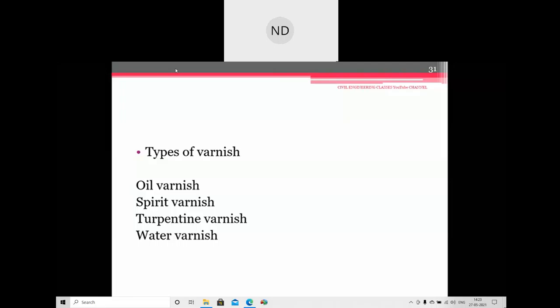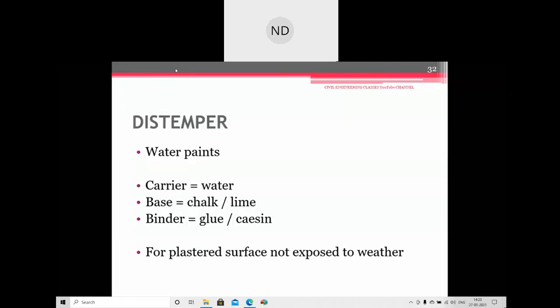There are different types of varnish like oil varnish, spirit varnish, turpentine varnish, water varnish, etc. This classification is mainly based on the type of vehicle that is used in the varnish.